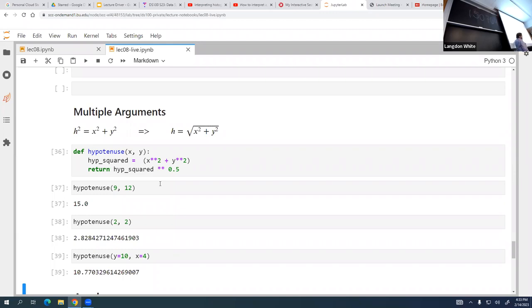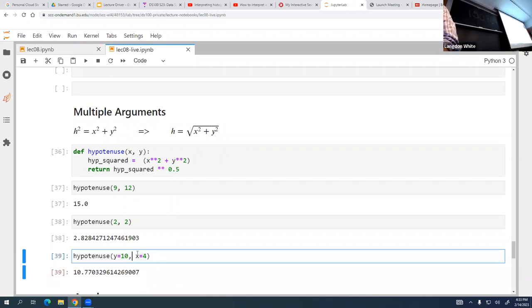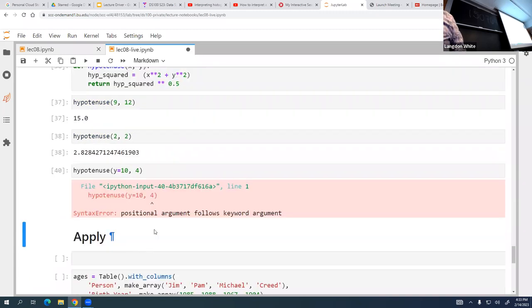The thing is, the second you use a name, all the rest of them have to be named. So if I did y equals 10 and I just put 4 here, I should get an error. I think I'll get an error. Let's try it. Yeah, so I get an error because as soon as you start naming the variables, it doesn't want to make any assumptions. So once you do one, you have to do the rest.